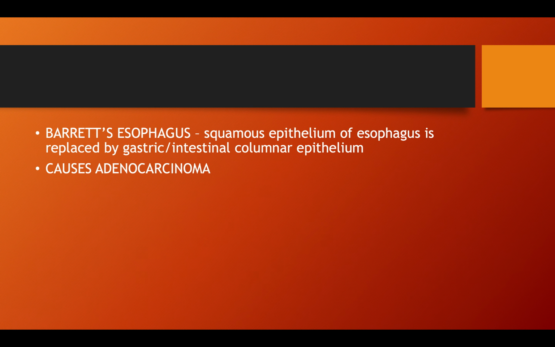Another type, it's not actually common, it's rare, but it is very common in the test. That's Barrett's esophagus. It's nothing but metaplasia of the esophagus lining. Normally there's squamous epithelium in the esophagus, but it is replaced by columnar epithelium. Columnar epithelium is present in the stomach lining and the intestine lining, so it's called gastric or intestinal columnar epithelium. There are very high chances of this getting converted into an adenocarcinoma.